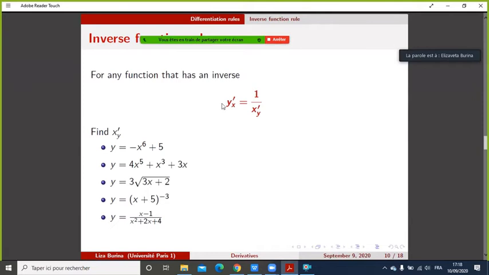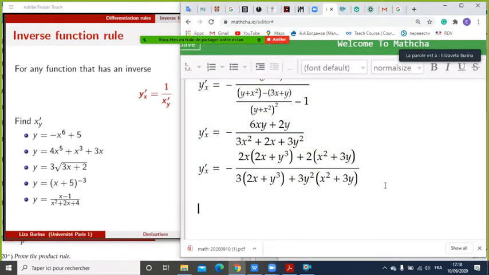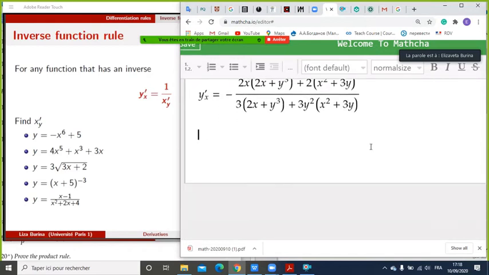So what I'm saying here is, we know that y prime x is 1 over x prime y. Y prime x is an inverse of x prime y. I mean, y is the inverse of x and these are their derivatives. So let's consider one example, because now you might still have no idea what I want from you.